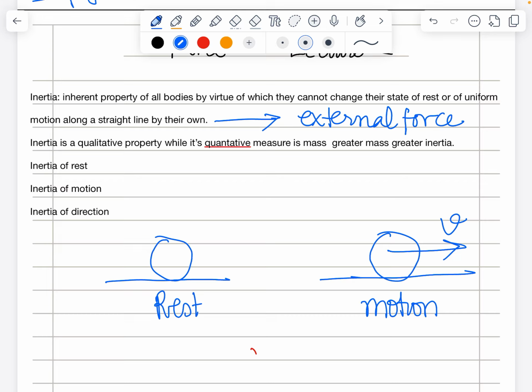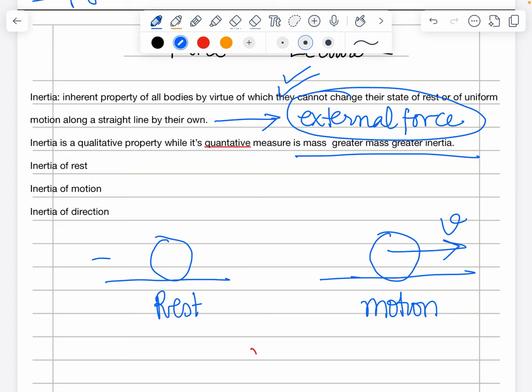It's clear. And what is that extent? That extent is decided by the mass of the body. Greater the mass of the body, greater will be the inertia. Greater will be the inertia means greater will be the opposition towards the external force, because external force demands change in the state. External force is demanding change in the state.